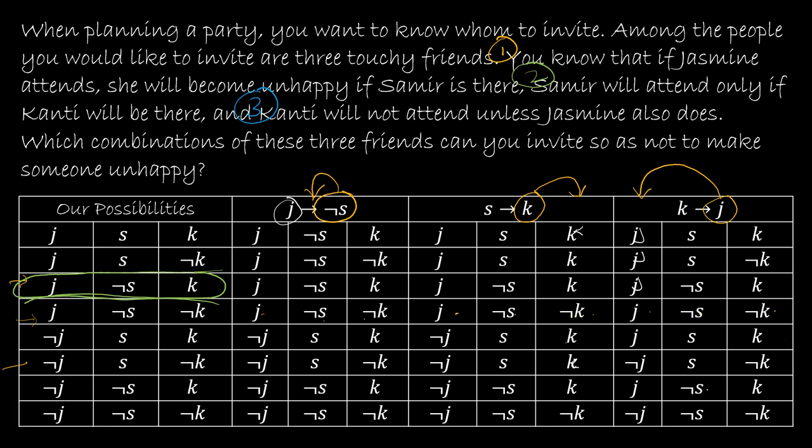So what does that tell us? Who can we invite? We can invite J, not S, K. That means invite Jasmine, don't invite Samir, but invite Conti. Or we can invite Jasmine and not Samir and not Conti. Or we can just say, y'all need to grow up and don't invite any of them. Those, based on what we've given in the question, those are our possibilities.